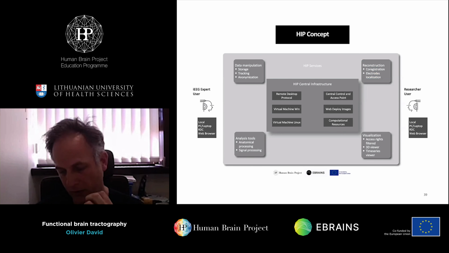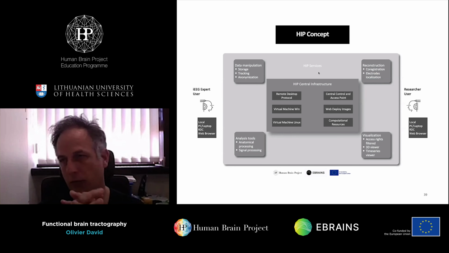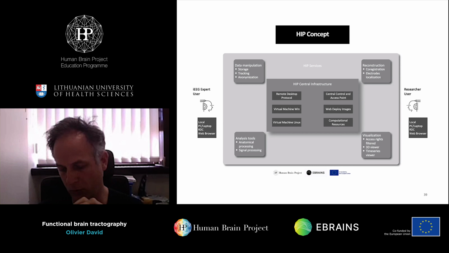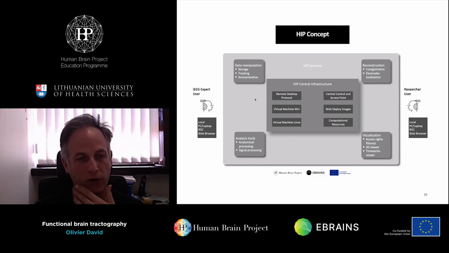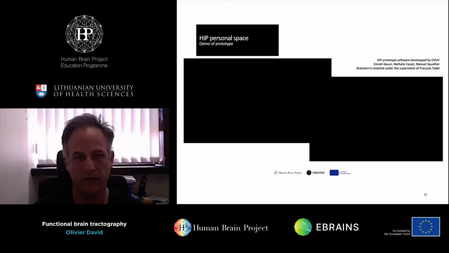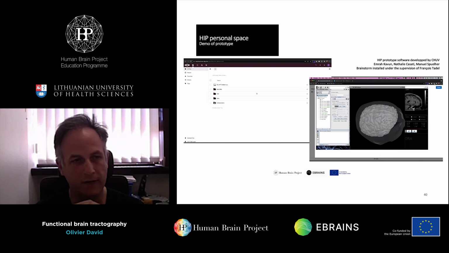And the main concept of the platform is to have a central infrastructure on which the user can upload the data and process the data with virtual machines, also using the computational infrastructure of HBP, which means that the user of the HIP will simply connect locally using a local PC or laptop through a web browser. And via the web browser, they will have access to the eBrains computational infrastructure. So the prototype is like this nowadays.